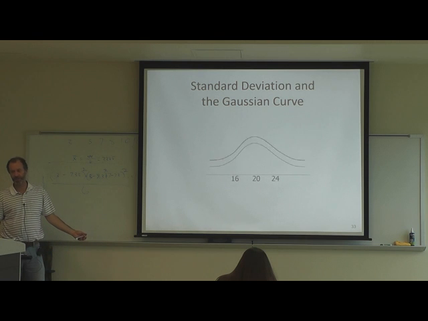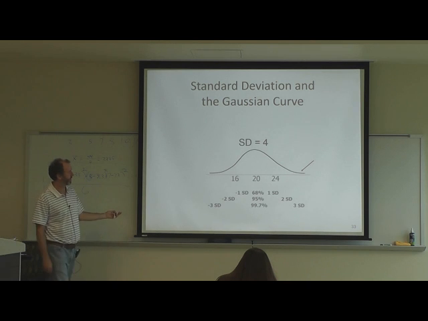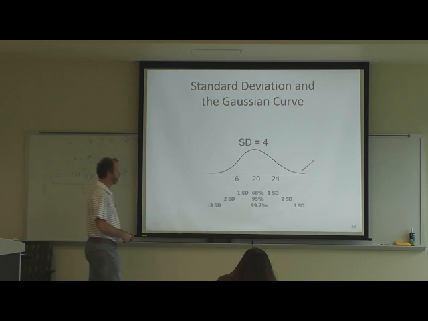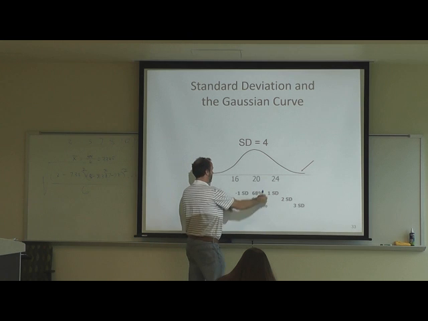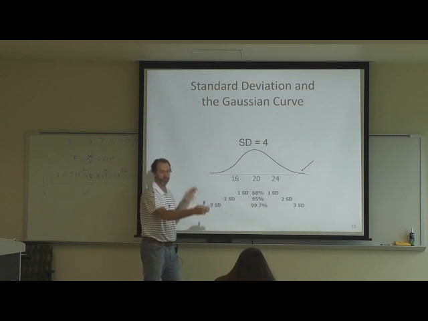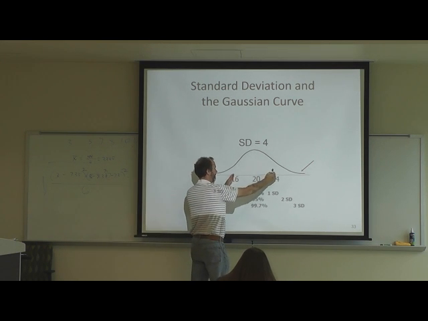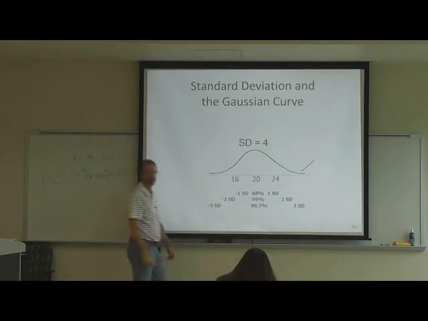And this is another standard deviation. It's a little bit different. If you notice, this one, the standard deviation is 8. This one, the standard deviation is 4. And again, 1 SD, 2 SD, and 3 SD. It doesn't matter what your standard deviation is, you're always going to have that proportion of the population under those standard deviations.